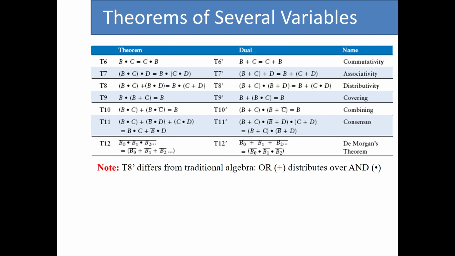So the first one is the commutative theorem, which is very intuitive, which states that if you have B and you AND it with C, the result is going to be the same if the order of these two variables is changed. So B and C equals C and B. So the order does not change the result. And it is true for the AND operation.